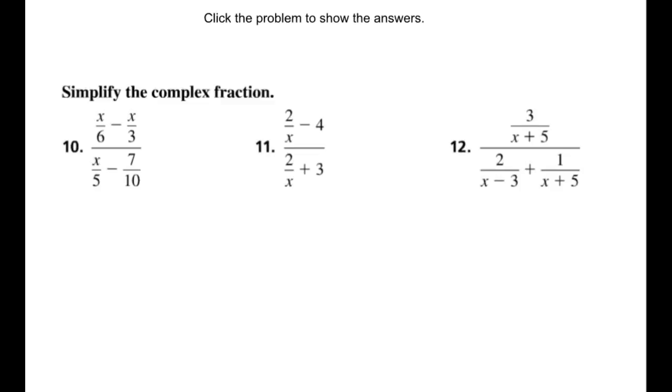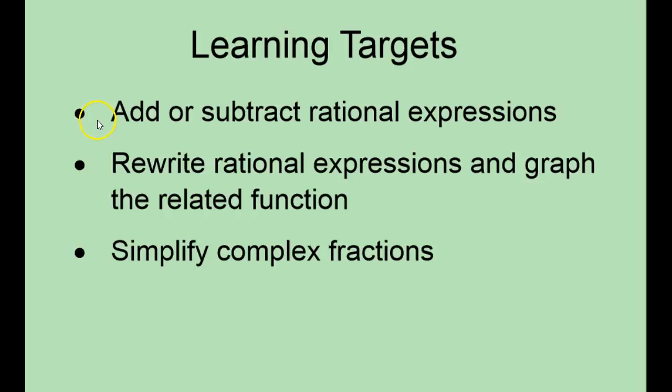So let's look back at our learning targets to see how we did. Okay, so the first one was to add or subtract rational expressions. And we looked at two different ways we could do that. We can literally just look at all the pieces and then go from there, or we can find our lowest common denominator and then add or subtract them. The second learning target was rewriting rational expressions and graphing the related function. This is another way that we can rewrite the expressions. We've done this before by division, and now we're just using a different way.